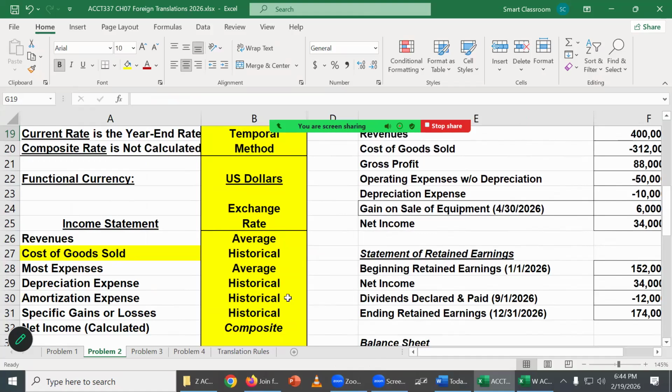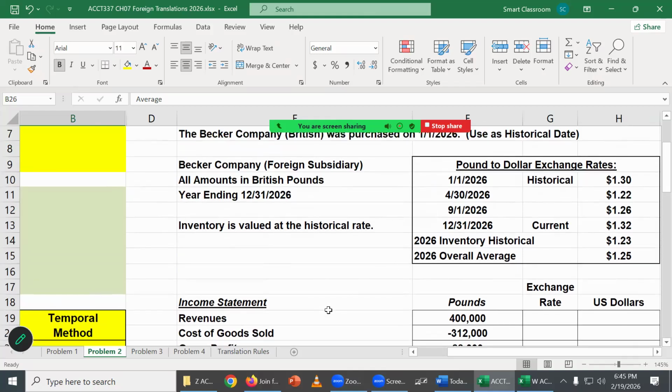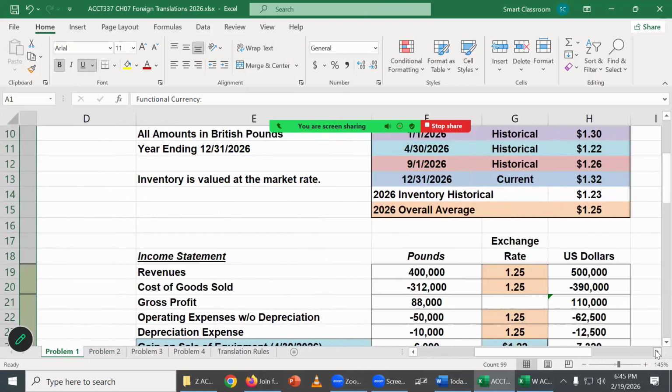Okay, so revenues. You'll notice that the revenues are at average. And again, that's kind of what you would expect because they sell things throughout the year. What color did I make that? Oh, I know, I could copy this over. I think they're the same.